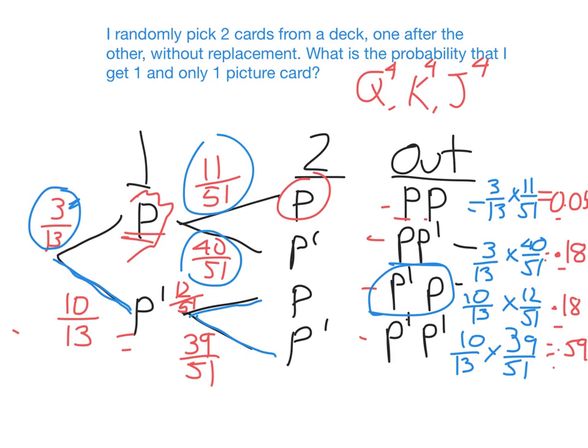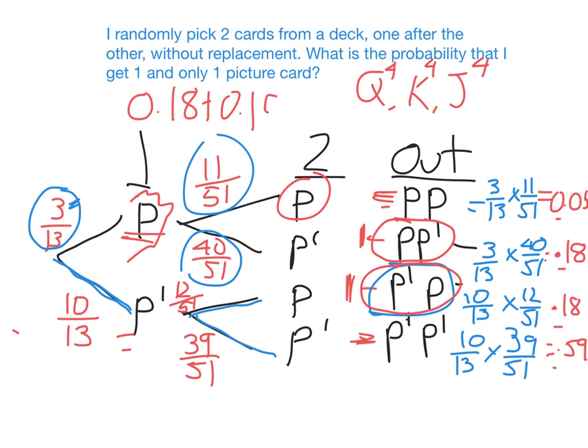So then what's the probability that I get one and only one picture card? Well, they are these events here. One picture card only, one picture card only. This one has 2 picture cards, this one has none. So using what we learned last time about the OR rule, the probability that I get one and only one picture card is the probability that this happens, or the probability that this happens. So the answer to the question is going to be 0.18 plus 0.18.